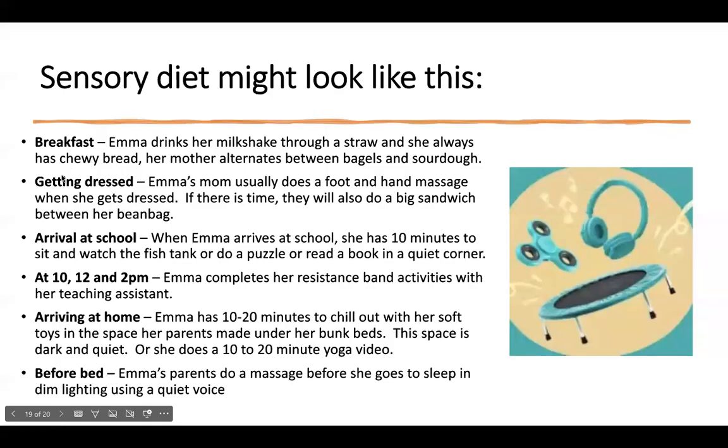So this is just a simple example of the things you might do at home to change. If your child needs a little more deep pressure, they might be drinking a milkshake through a straw in the morning, or eating something chewy like a bagel or sourdough. When it's time to get dressed, because that's challenging for a child, you might want to include a hand massage or a foot massage, or do big squeezes with pillows or a beanbag before she's getting dressed, or as she's getting dressed.